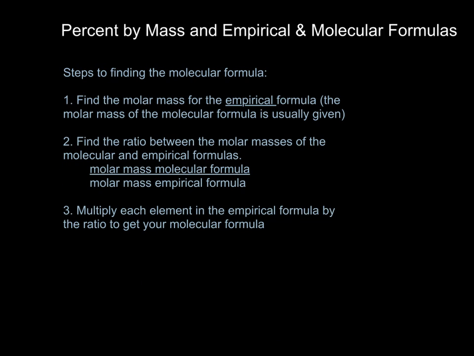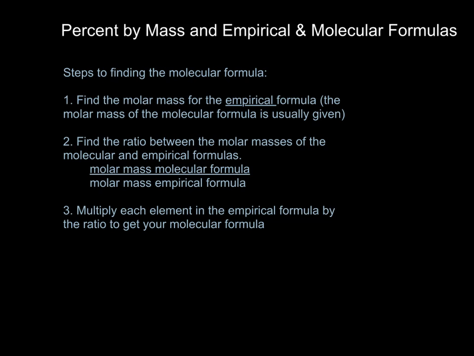So now that we understand how to find our percent by mass, we can take a look at finding our empirical and molecular formulas. So remember, empirical is the simpler one, and molecular is the formula that gives us the true number of atoms in a molecule. So below are some steps to finding the molecular formula. So step 1 is to find the molar mass for the empirical formula, the simplified formula.